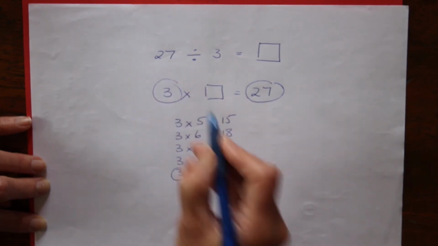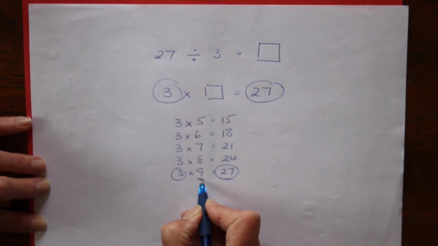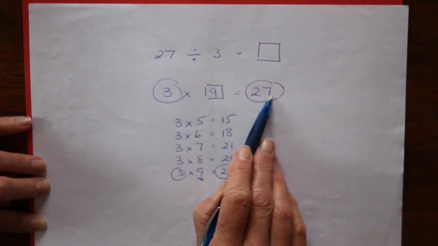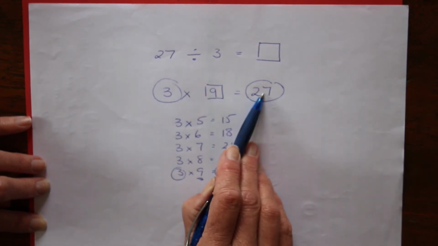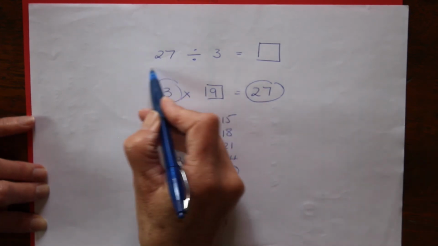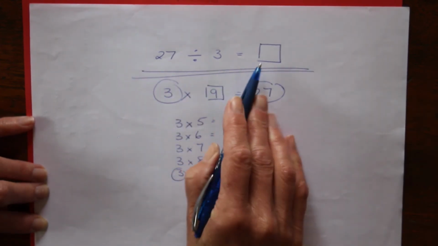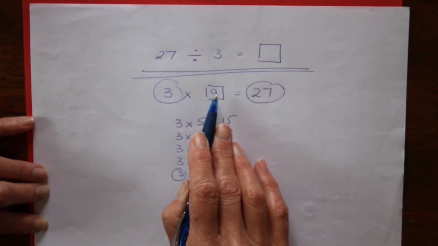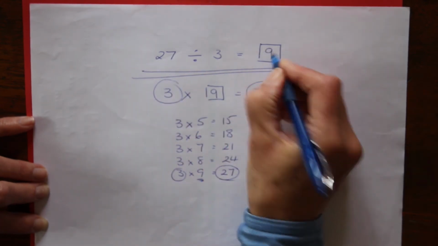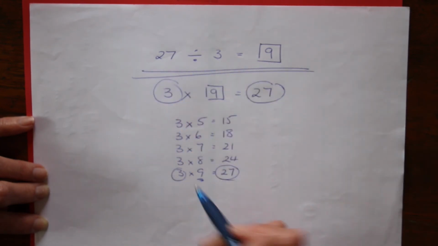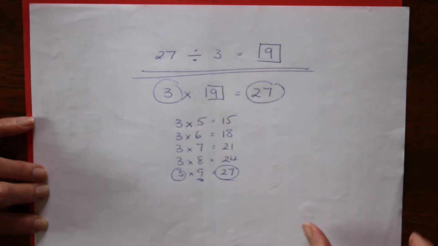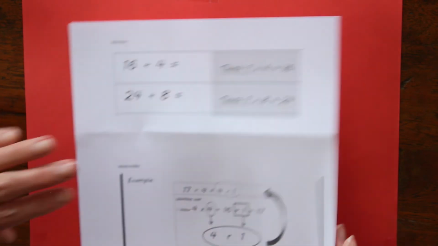Here's the 3. The number I'm missing is the 9. I'm going to put the 9 here. So here is my multiplication number sentence: 3 times 9 is 27. So straight away I know what this answer is going to be. Because here's my 3, here's my 27, the missing number is 9. I know that 27 divided by 3 is going to give me 9. I want you to practice doing these today to solve these 11 problems that you've got in your book.